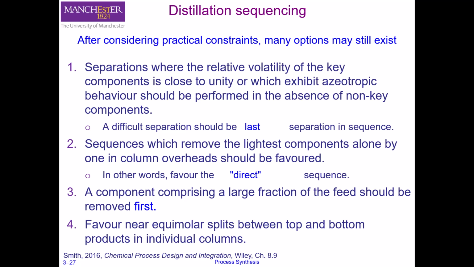The fourth heuristic is that if we are looking to do a separation, we would try to find a balance between the distillate molar flow rate and the bottom molar flow rate. That is an equimolar split between the top and the bottom product. And this doesn't mean exactly a 50-50 split. It just means something close to that, okay? So that you try to balance the load between the condenser and the reboiler.